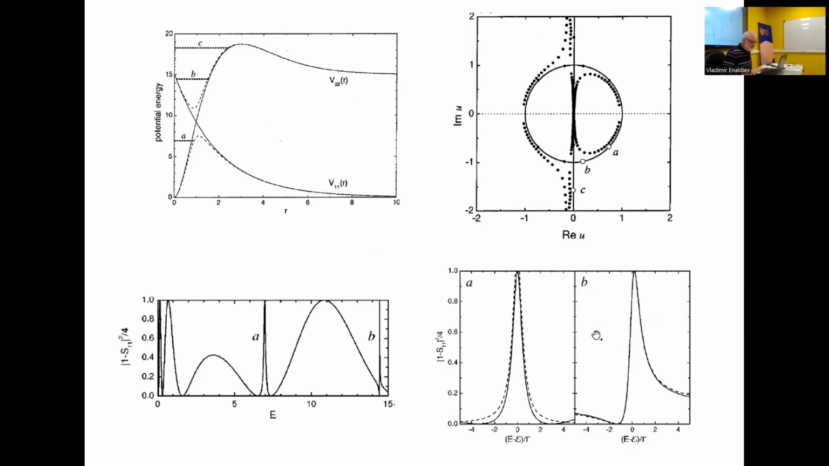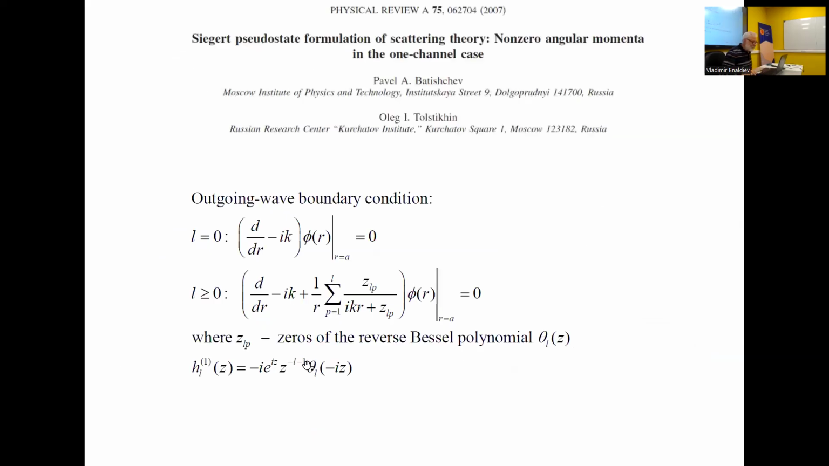Okay. You can find resonances, and they are reproduced in scattering. And then another generalization to non-zero angular momentum. This outgoing wave boundary condition, if L more than 0, can be generalized this way. This exact outgoing wave boundary condition that Hankel of the first order satisfies.